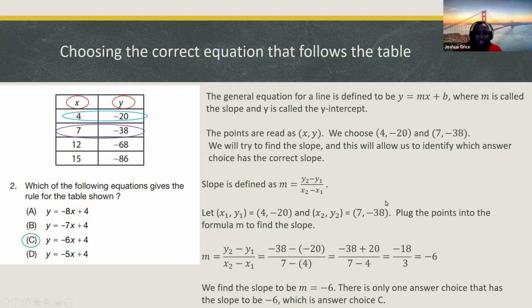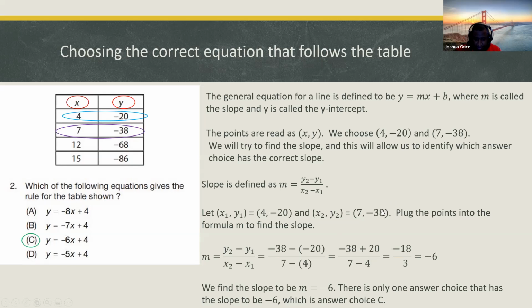And when you have two negatives, it makes a positive. So this is why we have -38 plus 20 at the top, divided by 7. And the 4 is already positive, but positive and negative makes negative. So this is why we have 7 minus 4 at the bottom.